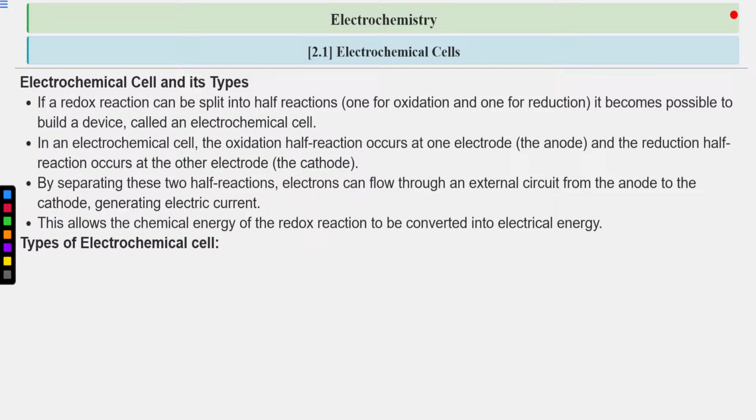Now let's see what the types of electrochemical cell are. How can you define the electrochemical cell in different ways? There are two types of electrochemical cell. The first one is the galvanic cell, and the second one is the electrolytic cell. These are the two cells which come under the electrochemical cells, which follow the same concept of converting the chemical energy of a redox reaction into electrical energy.